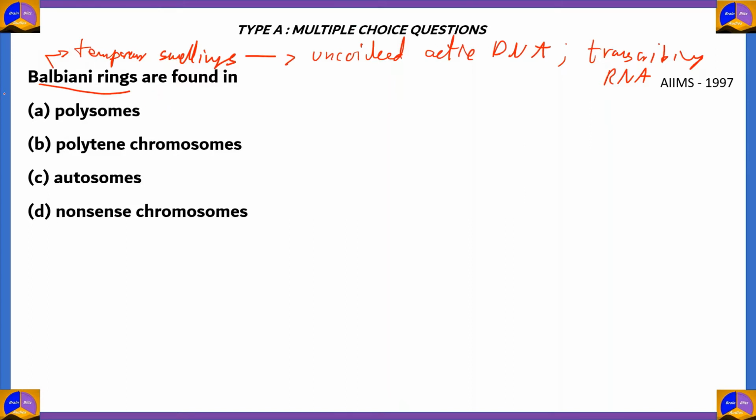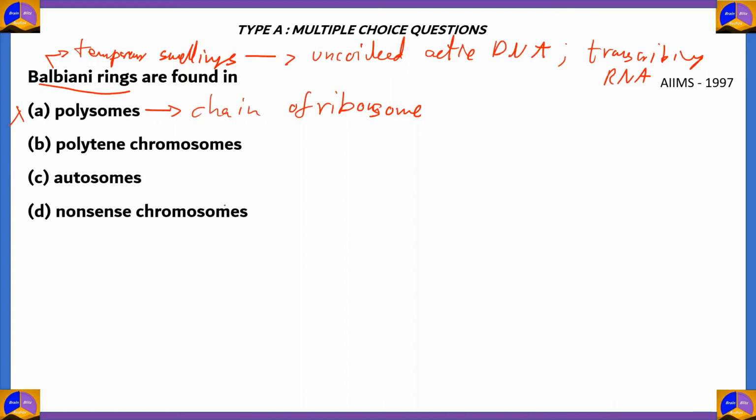So let's look at each of our options. Option A, polysomes. Now this is a chain of ribosomes that are undergoing translation. So in translation, the ribosomes clump together around an mRNA strand, and therefore that structure is called a polysome. Polysomes are not related to chromosomes, while Balbiani rings contain DNA, so they are bound to be present in chromosomes.